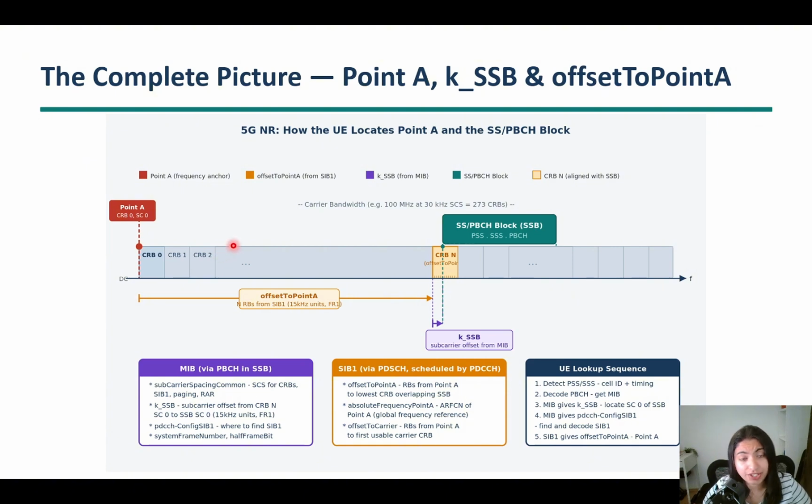Now, this is the case with TDD. In FDD, the UE is provided with an absolute frequency point A, an absolute ARFCN number, which helps in identifying point A.